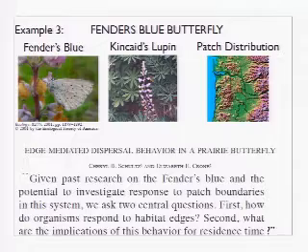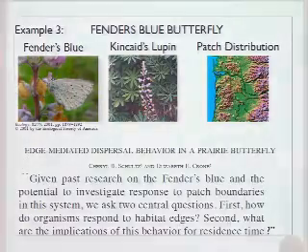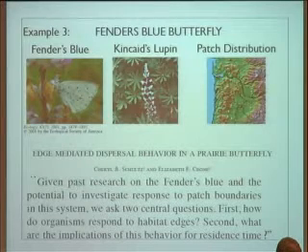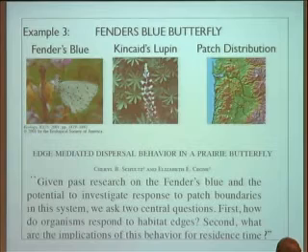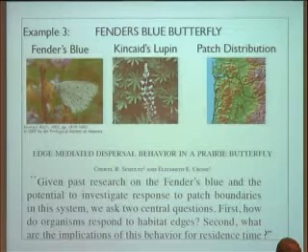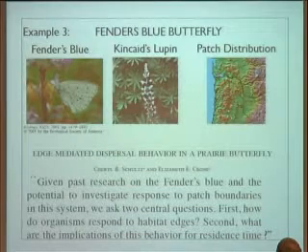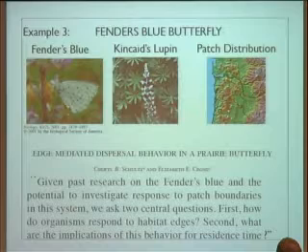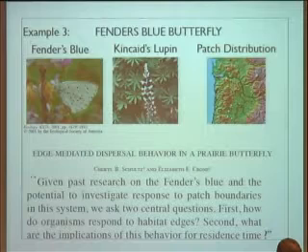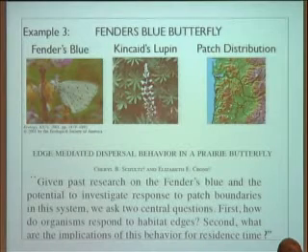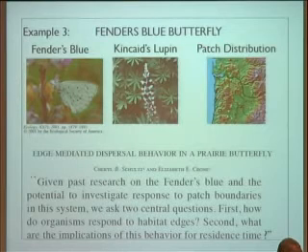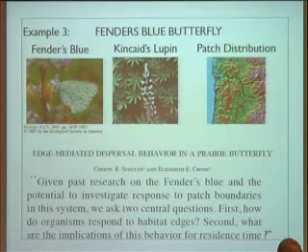And the third example is literally from my backyard in some sense. I'll tell you why. The Fender's blue butterfly is a butterfly that's on the endangered species list. And in fact, it's in the Willamette Valley of Oregon where they live. What they like are these patches of lupin. Here's what one lupin looks like. But they like these big patches of lupin. And because they're an endangered species, there's a lot of statistical literature about the ecologists' work on them.